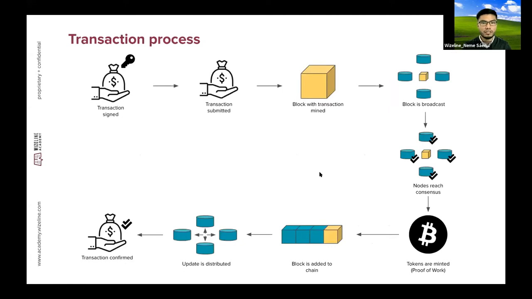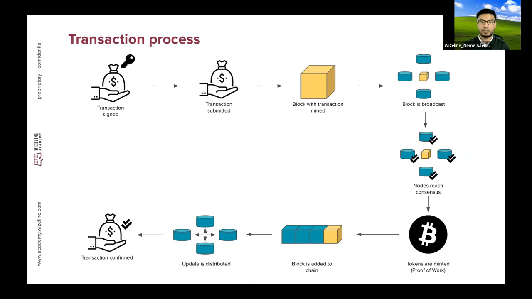Next slide, please. Yeah. So in this diagram, you can see the whole transaction process. It starts when we create a transaction and sign it. So for example, let's say that Alice wants to send Bob 100 coins. Alice has to create a transaction and sign that transaction using her private key. After that, the transaction data gets submitted and some node mines a new block, including this new transaction. After that, we broadcast this block to some of the other nodes. And these nodes have to verify that block's content.